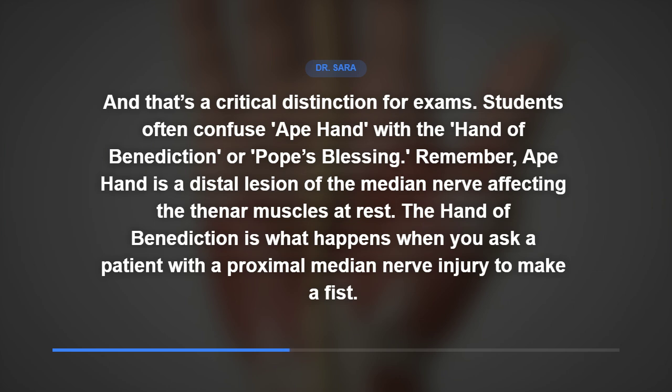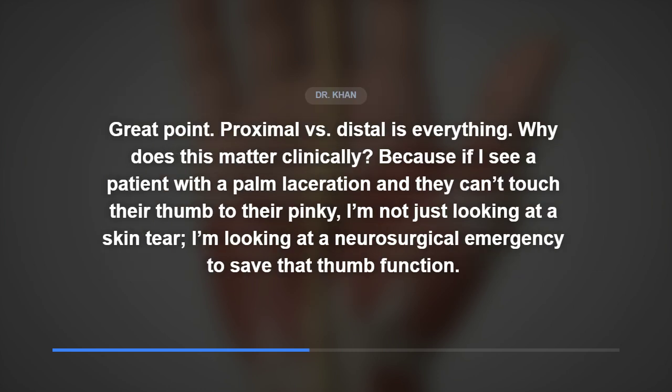And that's a critical distinction for exams. Students often confuse ape hand with the hand of benediction, or Pope's blessing. Remember, ape hand is a distal lesion of the median nerve at rest. The hand of benediction is what happens when you ask a patient with a proximal median nerve injury to make a fist. Great point. Proximal versus distal is everything.